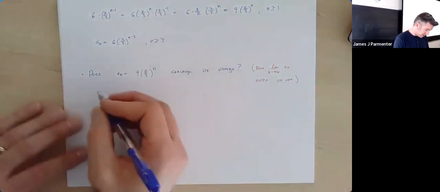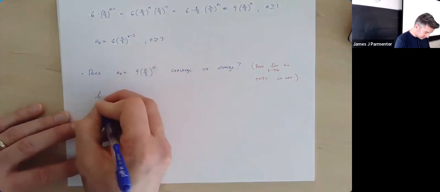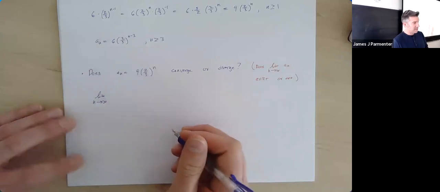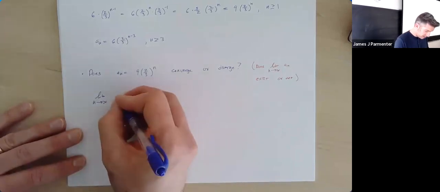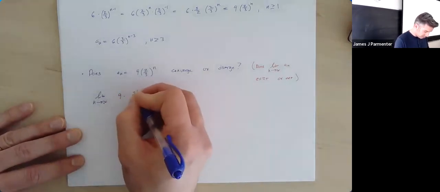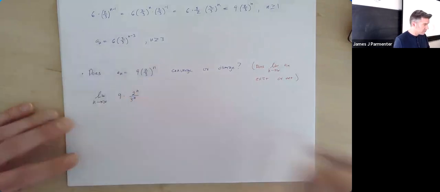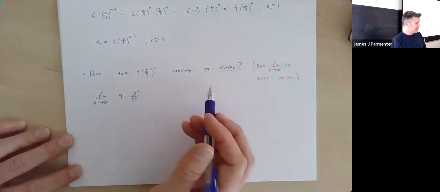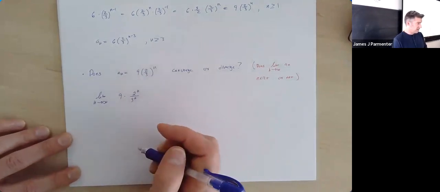Well, let's see if we can find it. So I'm going to do the limit as n goes to infinity of, now here's a way to write this that makes it less obvious what's happening. If I wrote it as 9 times 2 to the n over 3 to the n, instead of 2/3 to the n, 2 to the n is going to infinity. 3 to the n is going to infinity.